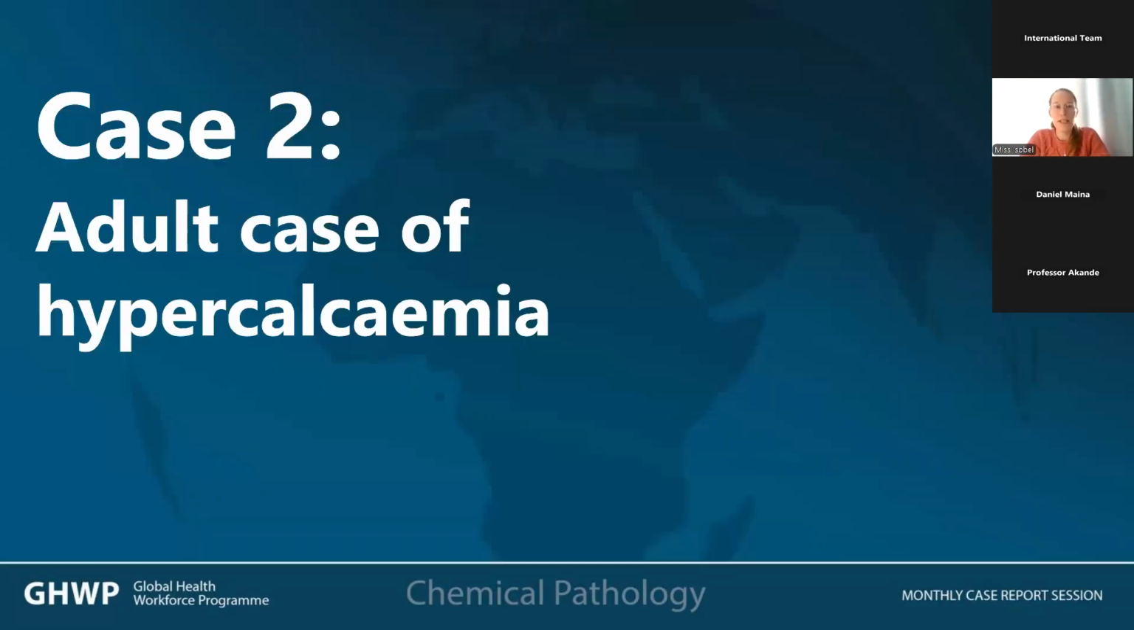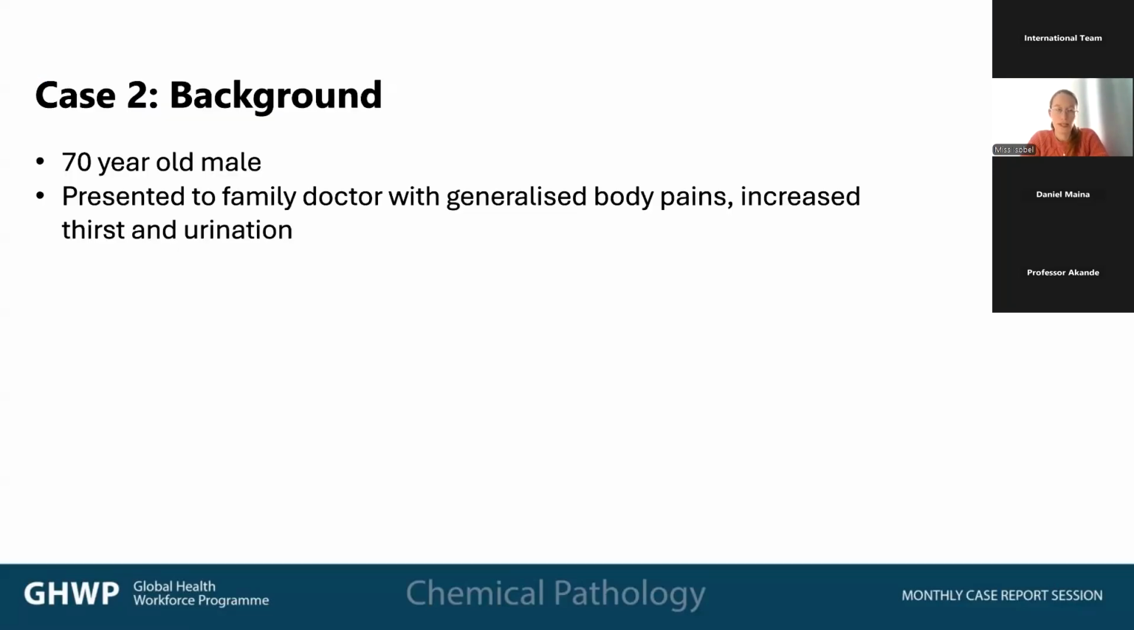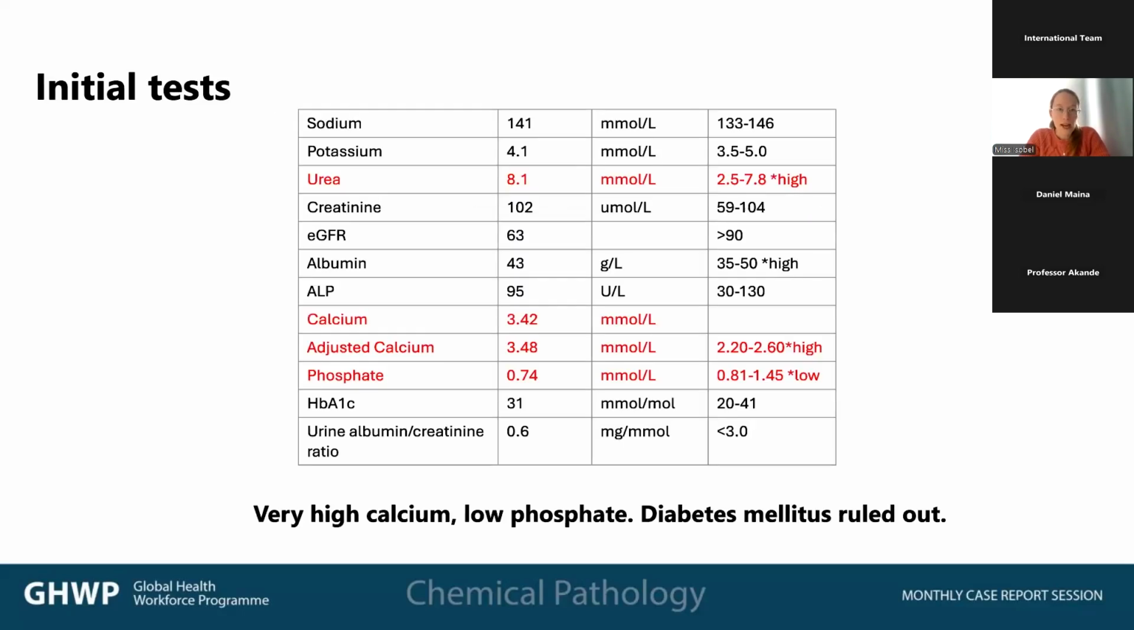The next case I've got is an adult case of hypercalcemia. So the background to this case, this is a 70-year-old male. He presented to the family doctor with generalized body pains, increased thirst and urination. So this patient has that increased thirst and urination that our first patient had. And initial testing showed that he had a very high calcium and low phosphate.